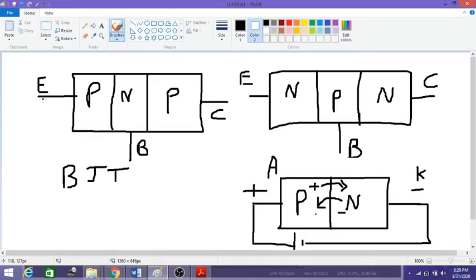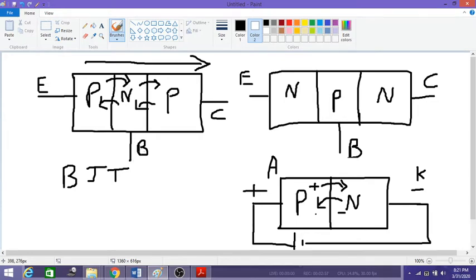Now when you make the emitter base junction forward biased and the collector base junction reverse biased, the holes from P will cross here and electrons from N will go to the emitter region and start to recombine, and again due to the reverse bias condition the minority charge carriers will flow like this, so there is a flow of current. So in both cases, both charge carriers, holes and electrons, are contributing in the flow of current, and ultimately there is a flow of current from emitter to collector. The role of the base is to control this flow of current from emitter to collector.